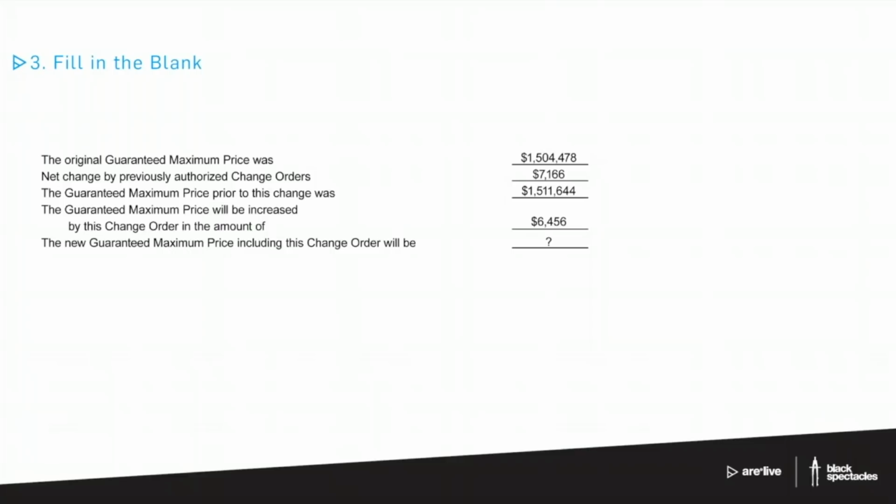What I see here is that they're showing us a guaranteed maximum price, or GMP, with a certain number. They're saying that there was a change to that number with a change order, and then they're showing us what the new number is. If I look at those numbers, I'm trying to figure out where they got that $1,511,644 from. And I pull up my calculator, which is a tool on your computer. I think if I pull this up here, I can just show everyone.